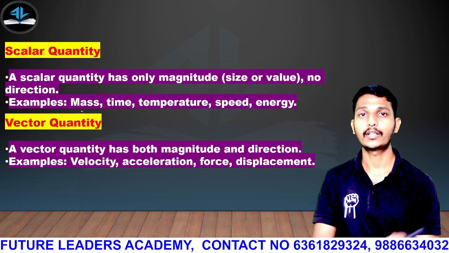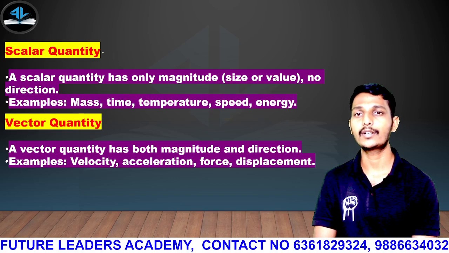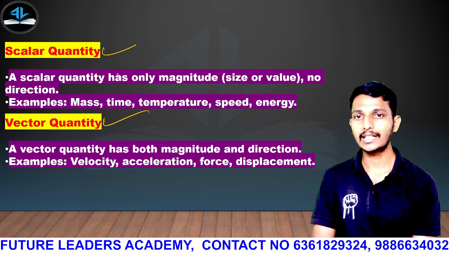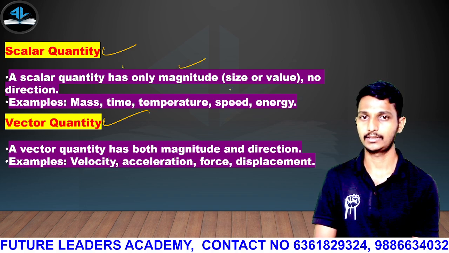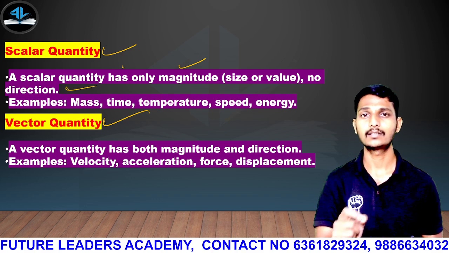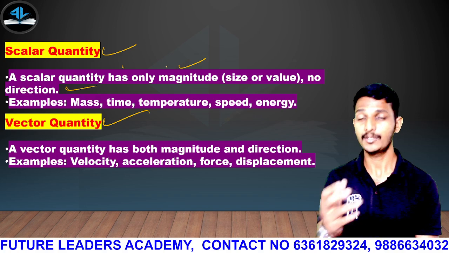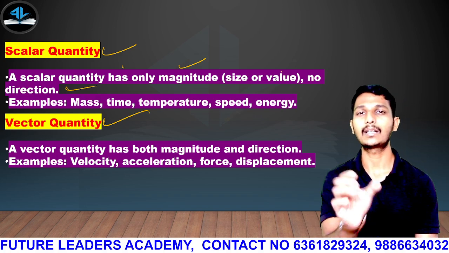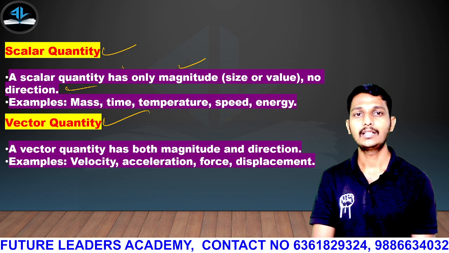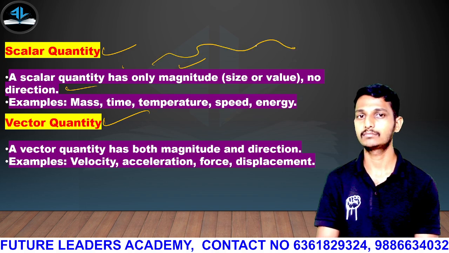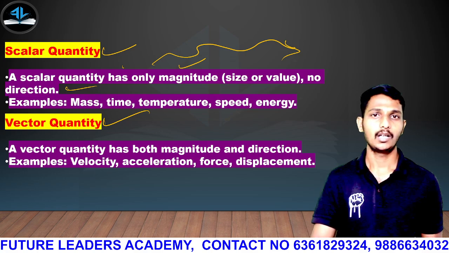Next concept: scalar quantity and vector quantity. A scalar quantity has only magnitude, size or a value, no direction. Magnitude means size, like 3 meter height. And value means a numerical value. Then there is no direction, like this, you can go like this, there will be no such direction.